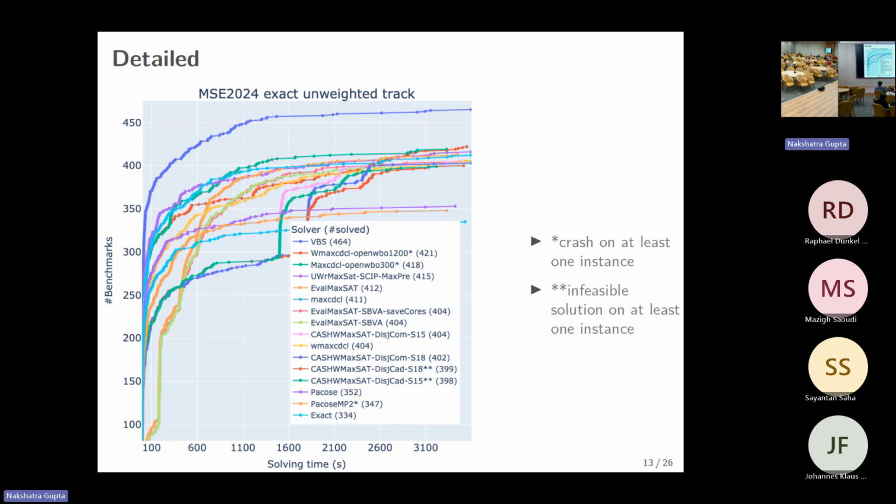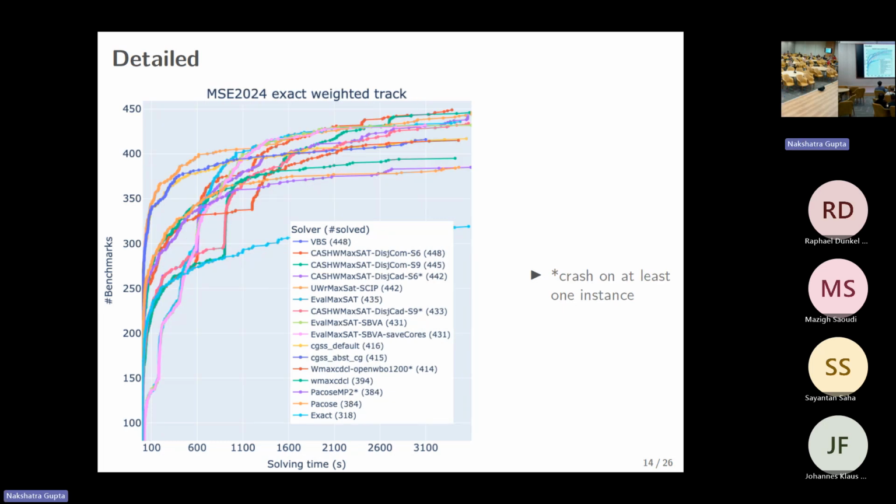Here I'll also say that in addition to the crashes, we had a few solvers that printed a model that was infeasible on the hard clauses. We have also been in contact with these authors. We only noticed this very late. So unfortunately, we told them they can check and fix their solvers, and then we'll remove the asterisks on the web pages.